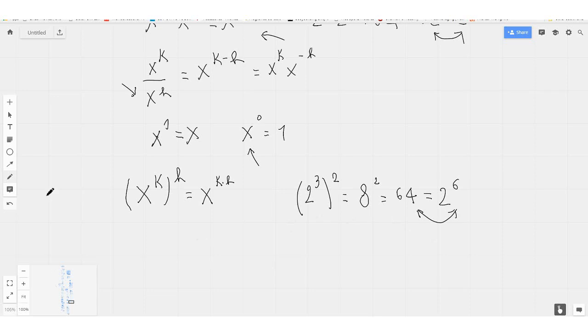And so on. Another example would be, I've already used it above, x to the minus k, that's the same as writing 1 over x to the power of k.